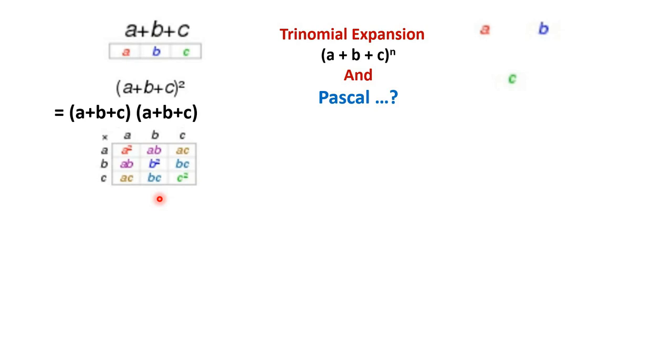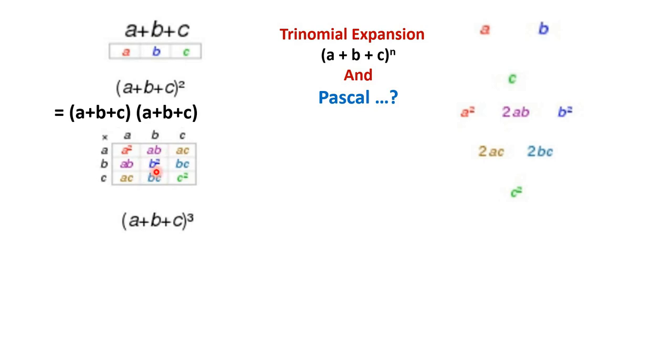And again you see the color, and you can easily understand that A square occurs once only, but AB comes as AB and AB, so it is 2AB, and then B square once, and AC is again twice, BC is again twice, and C square once. So if you arrange in the triangle form, you will get a beautiful arrangement like this. Okay, fine. Now A plus B plus C to the power 3.